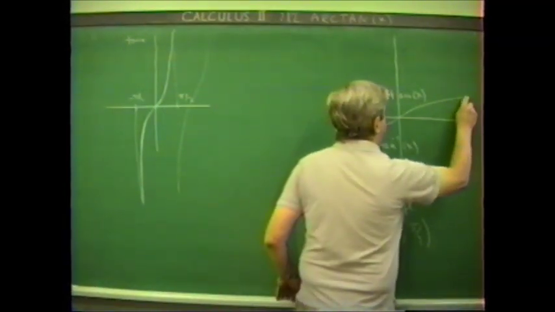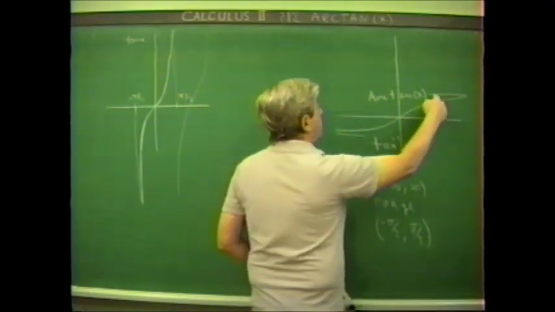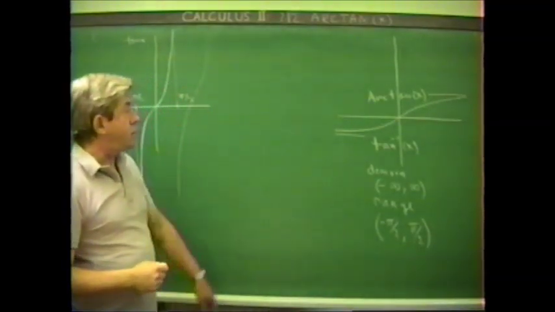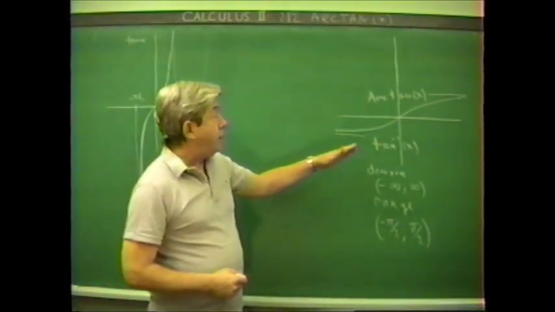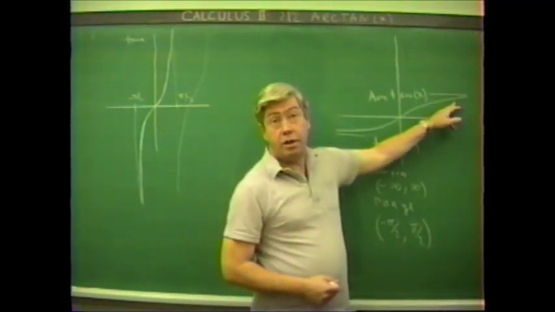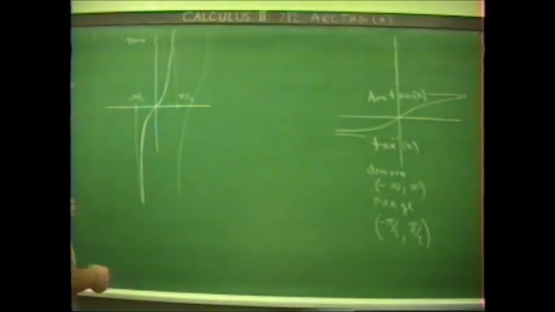It's worthwhile noting while we're right here that pi over 2 is an asymptote. Y equals pi over 2 is an asymptote for arctangent, as is y equals minus pi over 2. And the limit as x approaches infinity of the arctangent is consequently going to be pi over 2. The limit as it approaches minus infinity is going to be minus pi over 2.